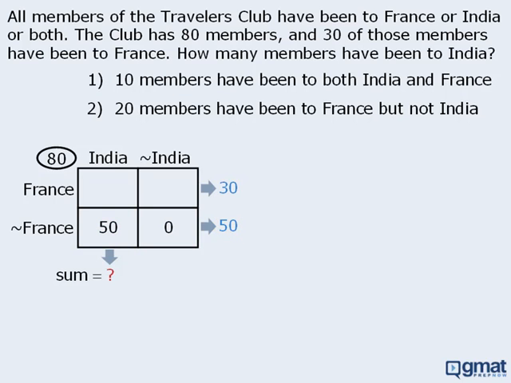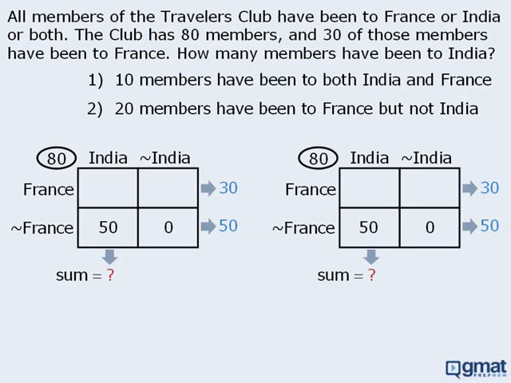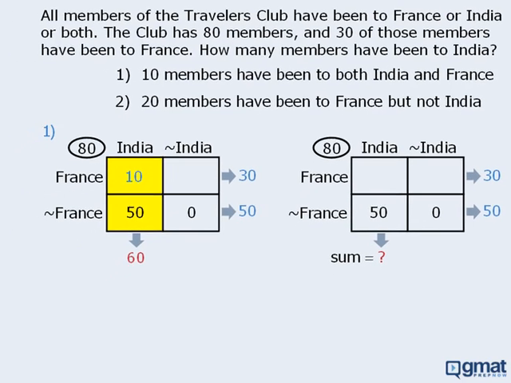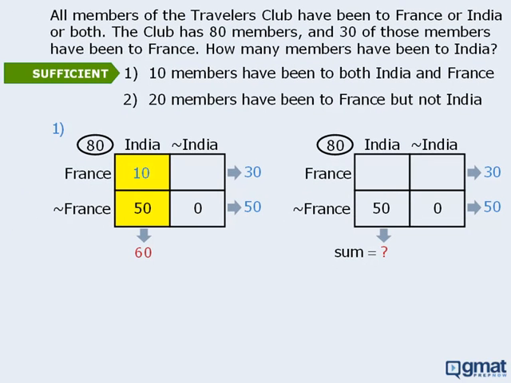Alright, at this point we have added all of the possible information, and we can now examine each statement. However, before we do this, let's copy our matrix over here. Okay, let's begin with statement 1, which tells us 10 members have been to both India and France. Well, since this box represents members who have visited both countries, we can add 10 here. Since we now know the number of members in each of these two boxes, we can see that a total of 60 members have been to India, which means statement 1 is sufficient.